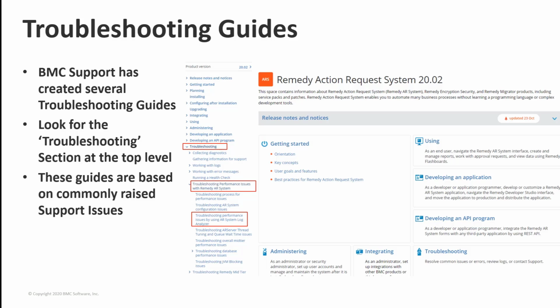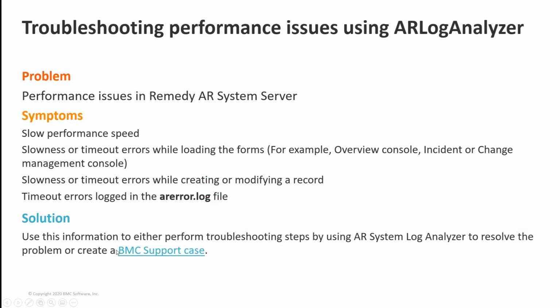And you can see the troubleshooting guide. I'm looking at just the ARSystem page here. The troubleshooting guide is easily found on the navigation bar under troubleshooting. And then under troubleshooting, there's a section for performance issues. And within the performance issues, there's a section on using the AR log analyzer to do your troubleshooting. So this is a really good guide to, now that you've seen the tool, how might you use it in a normal troubleshooting session? And so we can look at the guide a little bit.